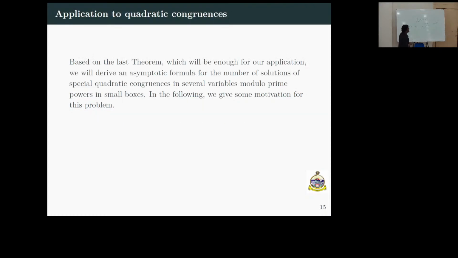Okay. Now some application of this, as we told at the beginning. Based on the last result, we will derive an asymptotic formula for the number of solutions of some special quadratic congruence in several variables modulo some prime power, and quote unquote these small boxes. I will tell what small boxes are. So first let me give some motivation behind it.